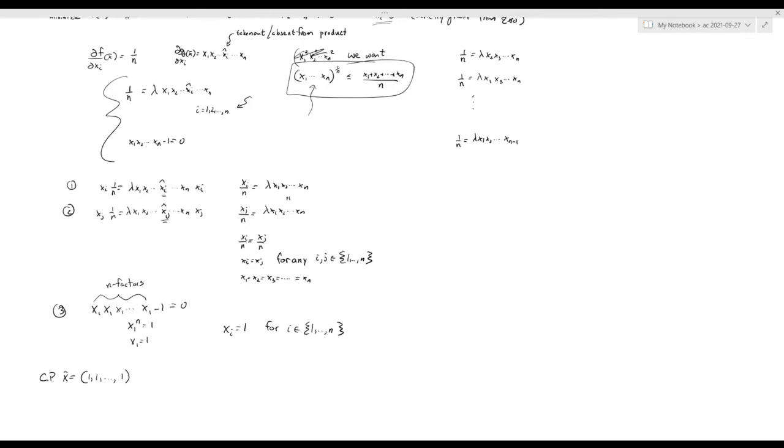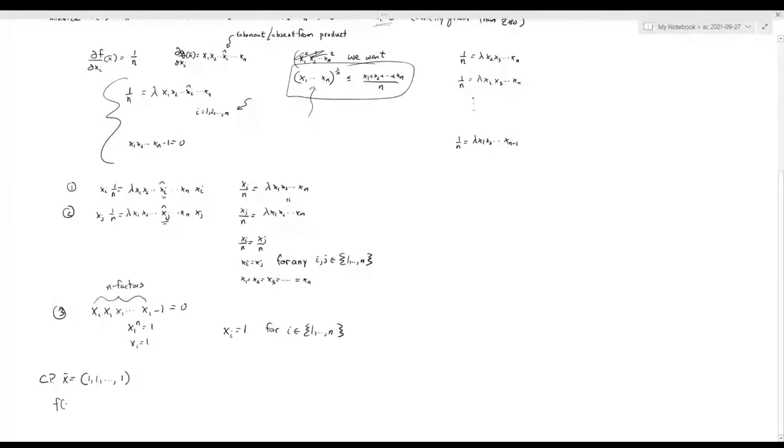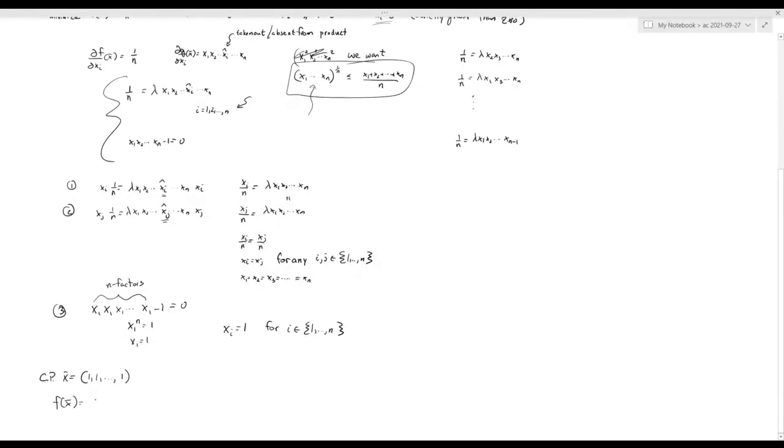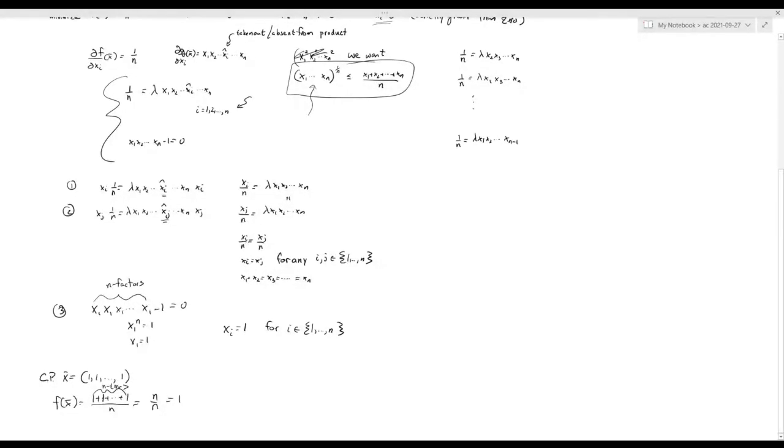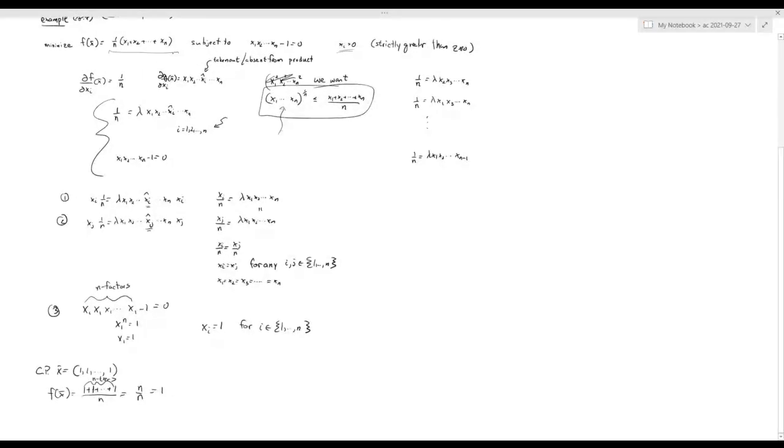Now, then you would want to say, well, at this particular point in the domain, we plug that into our function, what do we get? So f at x would just be, add up all the coordinates, there's n terms, so that's just n divided by n, so 1. I'm looking at f here somewhere. So I'm just adding up all the ones.